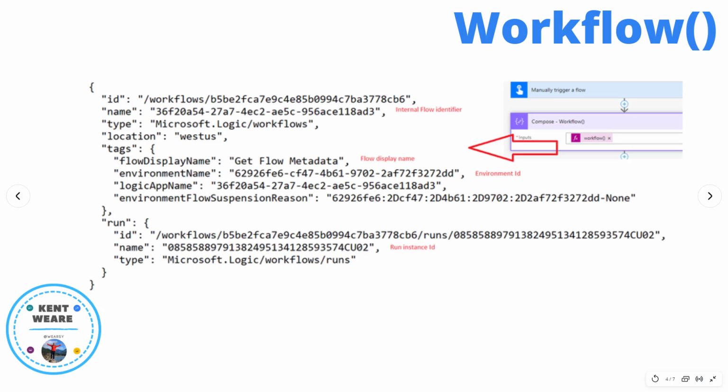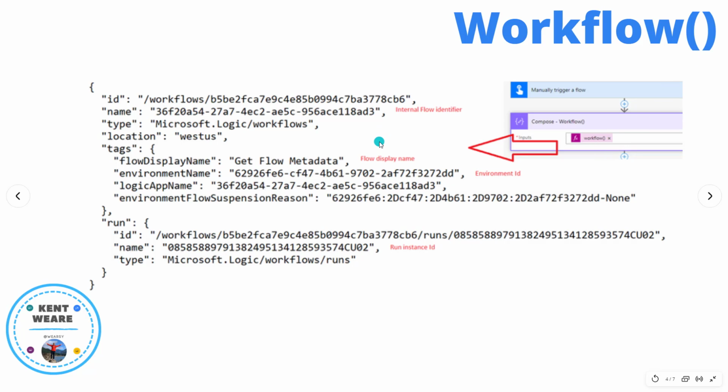Okay, so here we are. What I have here is essentially the output from our workflow expression. Now, where do you find the workflow expression? Just click in any input. In this case, I'm using a compose. Then in the expression, type in workflow and it will come up for you. Do note you have the opening and closing parentheses.